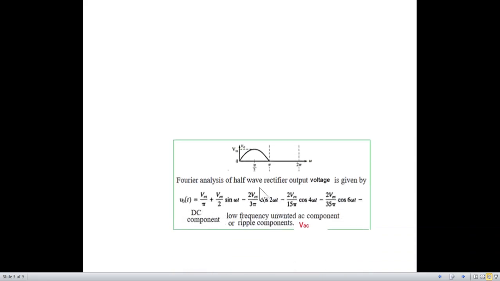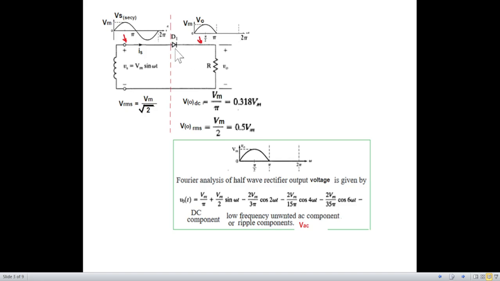Now keep in mind that in case of a rectifier, as we already discussed in my previous video, the output has two components. One is called the DC component and the other is called the RMS component. And where this RMS component comes from is primarily the ripples.